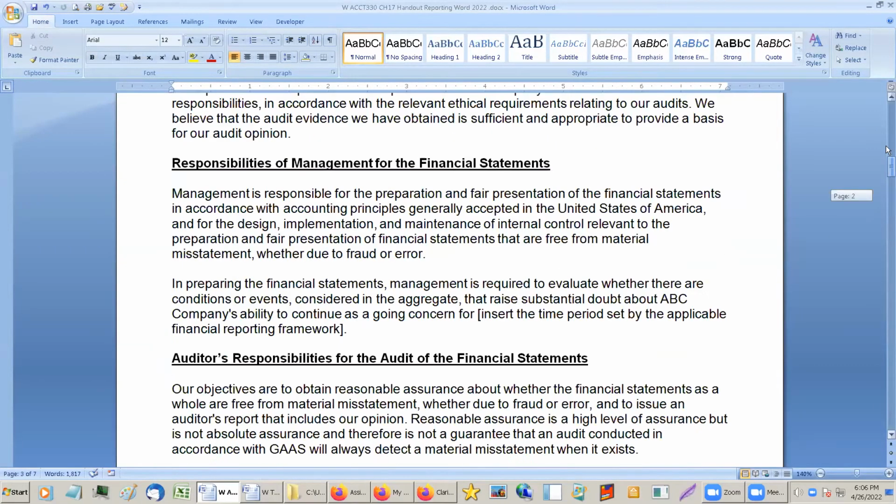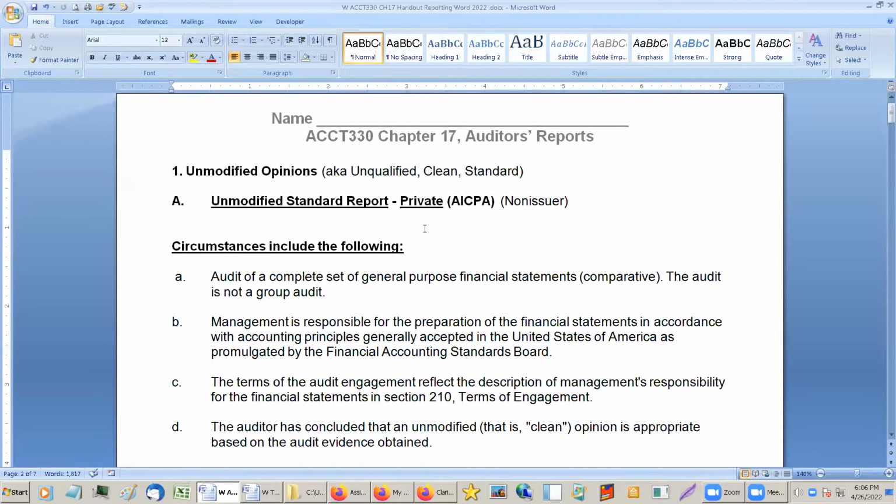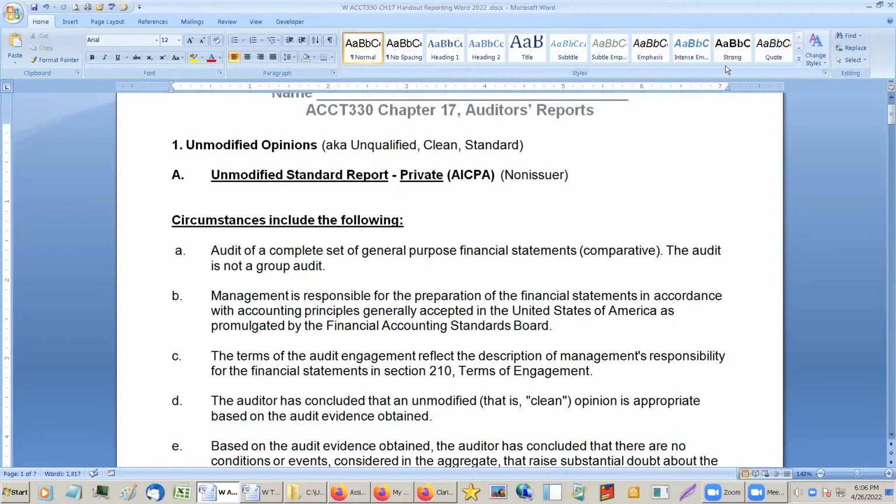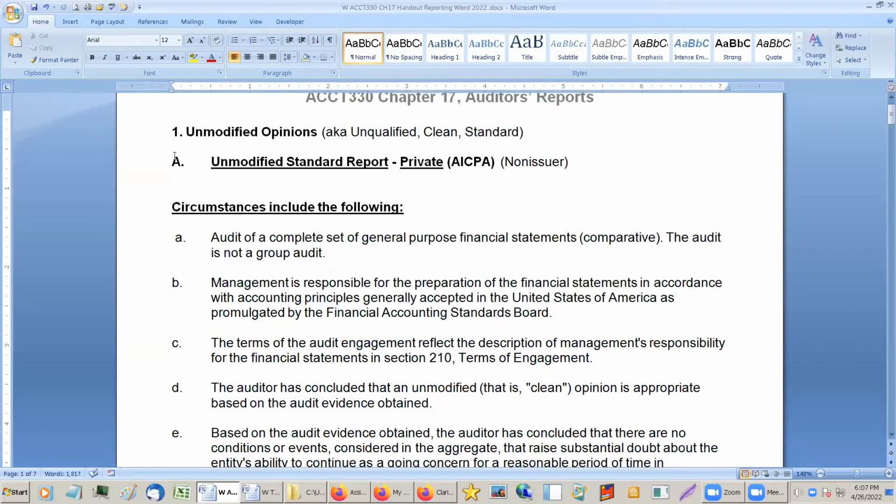Well, let's look at the chapter 17 handout. A lot of the stuff for the reports themselves, they're rearranging the order a little bit, but the stuff included in them is pretty much the same. There's other stuff that goes with it now that's getting more and more complex, and that's what we're going to look at on this first page. So, the unmodified standard report.